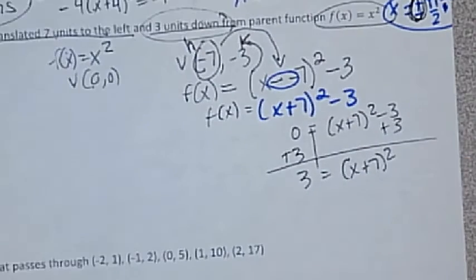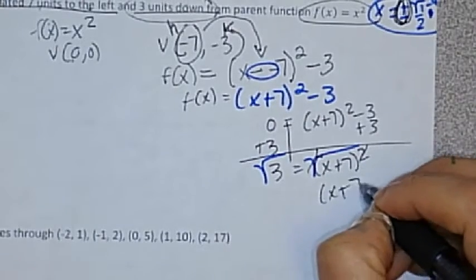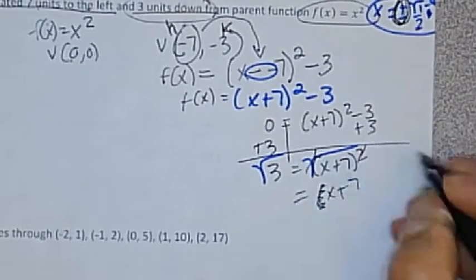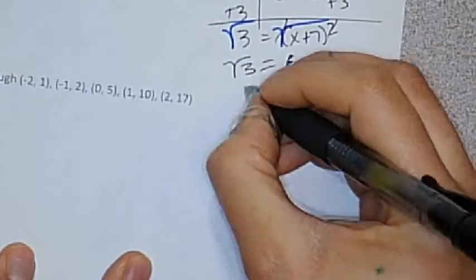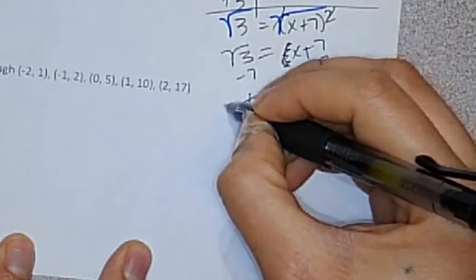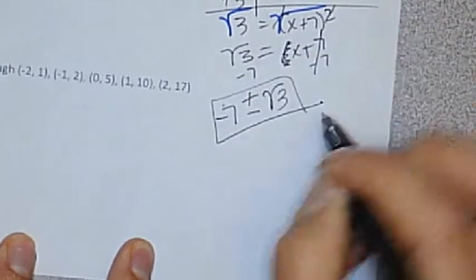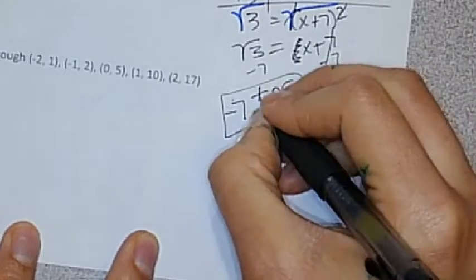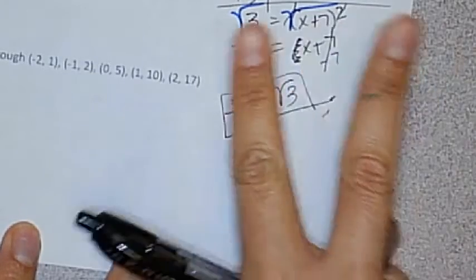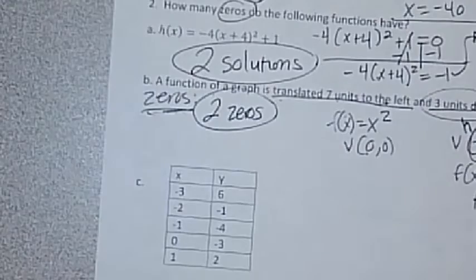And then here I will do the square root. That cancels. X plus 7, sorry, in parentheses, equals the square root of 3. Okay, and then minus 7, minus 7. So x equals minus 7 plus or minus the square root of 3. Because we have the plus and the minus, that means 2 zeros. So here I would put 2 zeros, or solutions, for letter B.